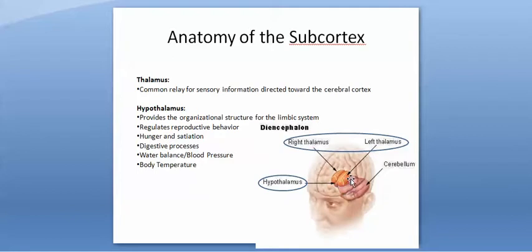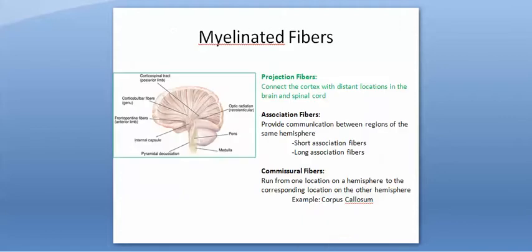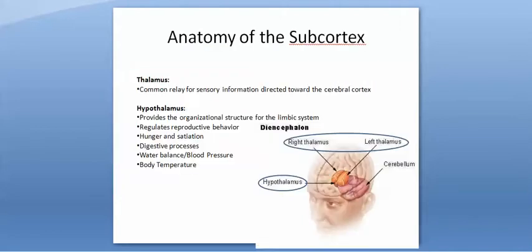It provides an organizational structure for the limbic system. It regulates reproductive behavior. I did talk to you a little bit about luteinizing hormone, a hormone that tells you when to ovulate. There are a lot of sex hormones that are part of this, that the hypothalamus and then the pituitary gland and so forth regulate. Hunger, satiation, digestive processes, water balance, and body temperature are all endocrine related functions.